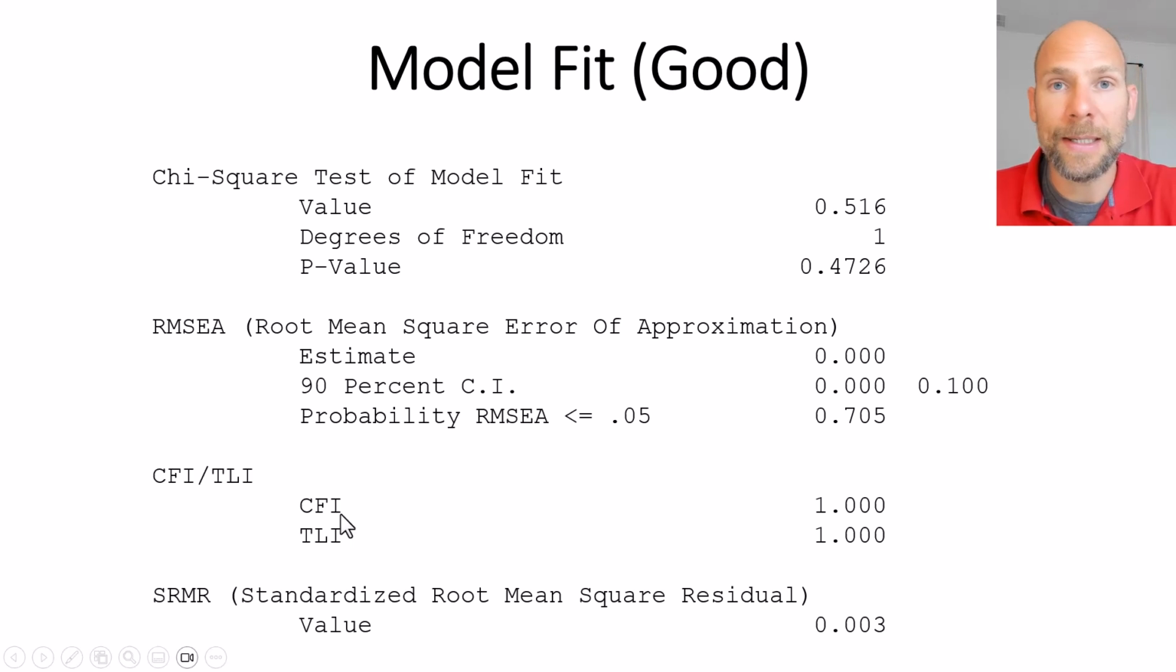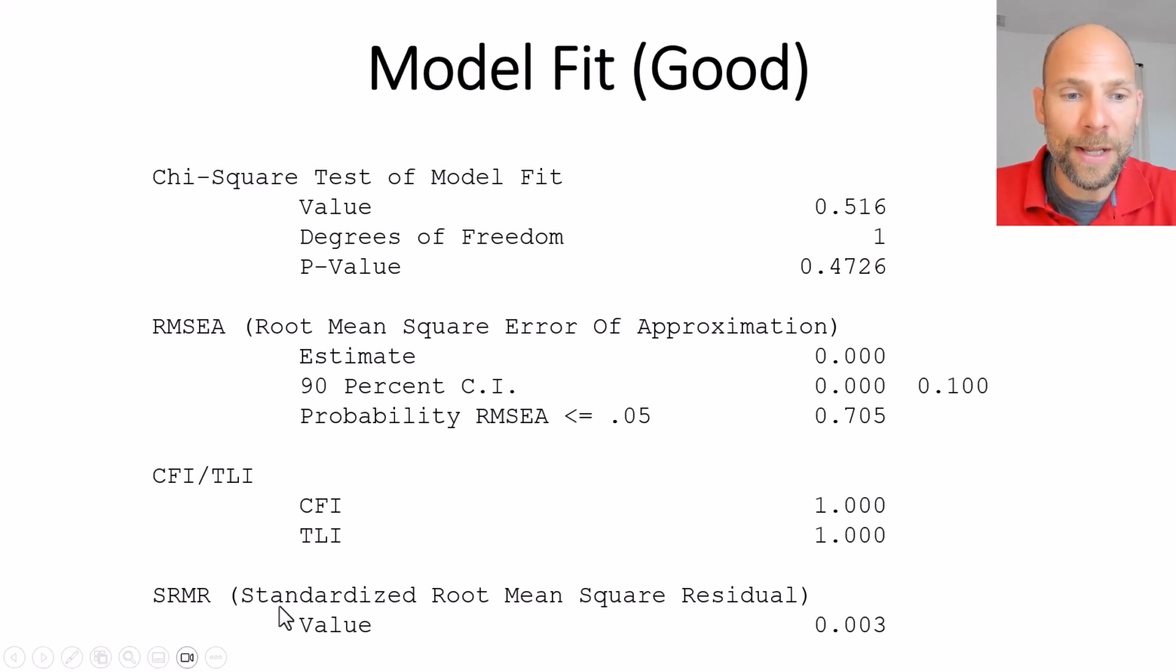Mplus reports the CFI, the comparative fit index, and the TLI, the Tucker-Lewis index, and those should be close to 1 for a well-fitting model. In this case, you can see they are exactly 1, which is great. So that also points to a well-fitting model. Generally, those indices should be above 0.95 for decent model fit. They can even be above 1, so that happens sometimes. It's not a sign of a problem with the model. It just typically means your model fits a lot better than the baseline model.